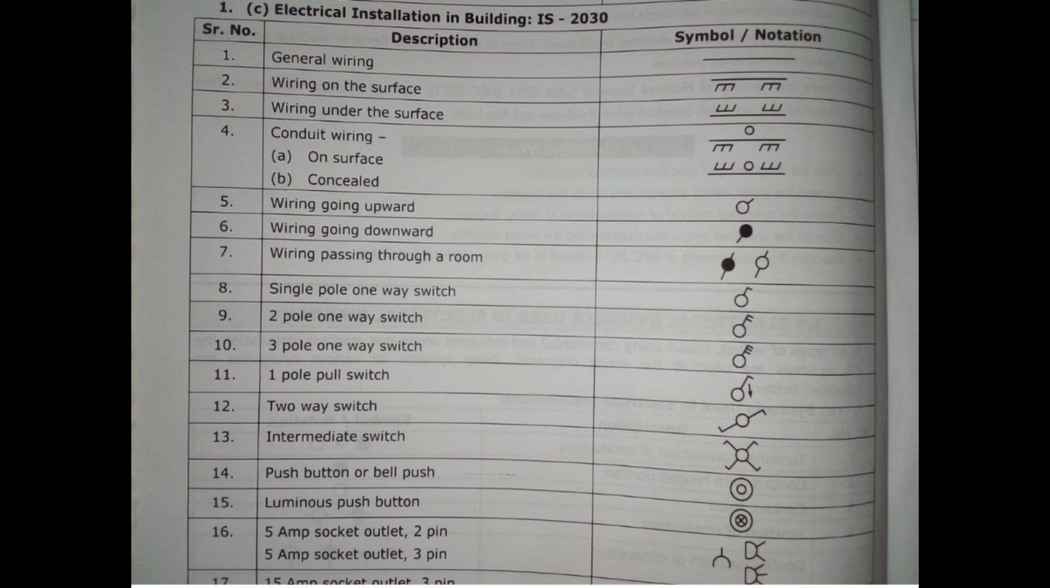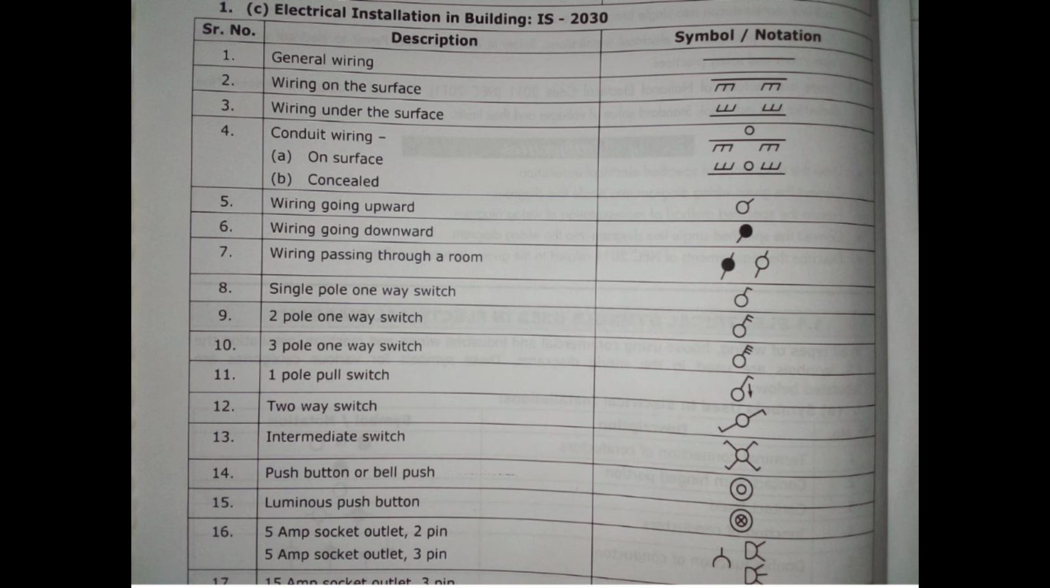Then push button or bell push, this is the symbol of push button or bell push. Then luminous push button, this is the symbol of luminous push button. 16th is 5 ampere socket outlet 2 pin and 5 ampere socket outlet 3 pin. So these are the symbols. Any of these symbols can be asked in the exam, so these are very important.